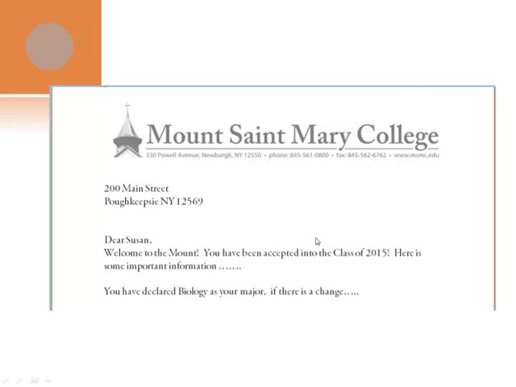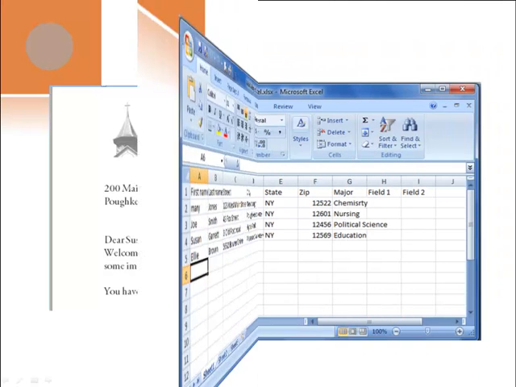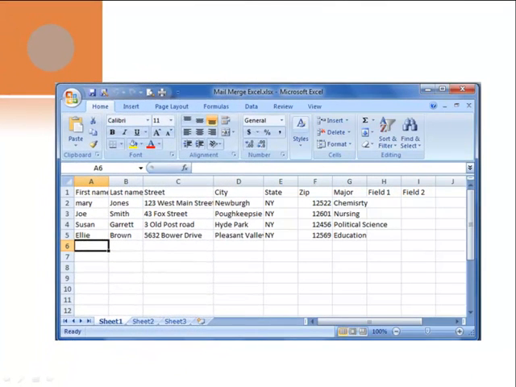We'd like to send this letter out to many people, and we would like the correct information in for each person: their address, the person's name, and also, in the body, the major that person has declared. This is the Excel spreadsheet that I'd like to use.